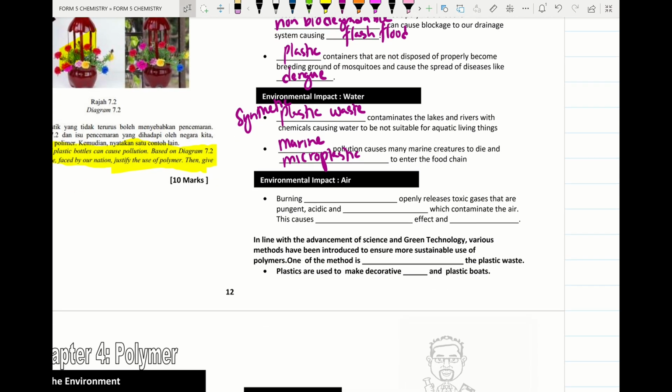For the environmental impact on the air, the open burning of synthetic plastic waste releases toxic gases that are pungent, acidic, and also poisonous, which can contaminate the air, and this can cause the greenhouse effect and also acid rain.